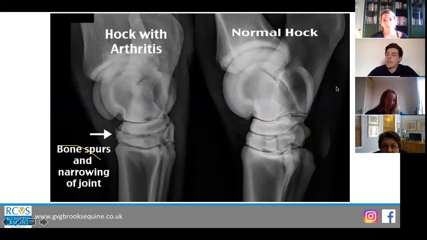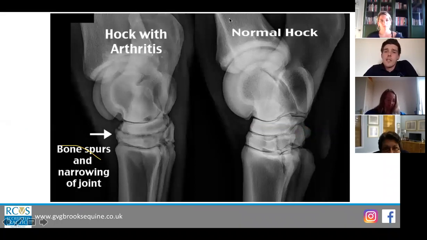So I said that generally we're looking at X-rays to diagnose arthritis. So I have got two pictures here. On the right we've got a normal hock, and on the left, we've got a hock with pretty advanced joint disease with arthritis. So we'll look at the normal one first.